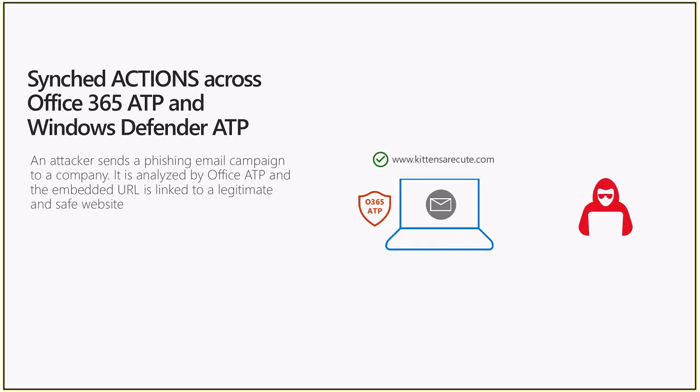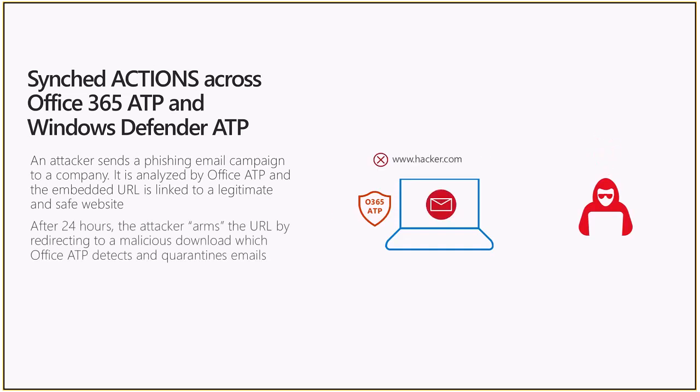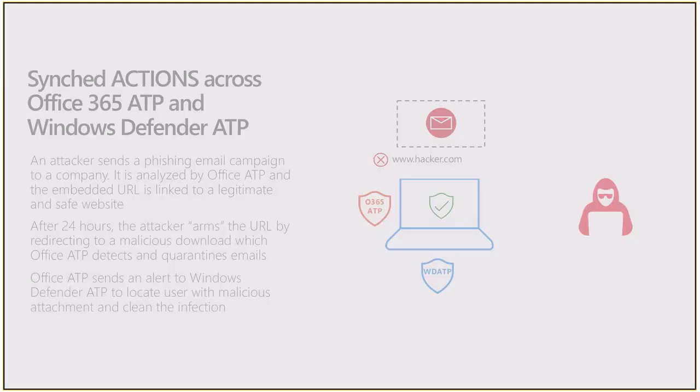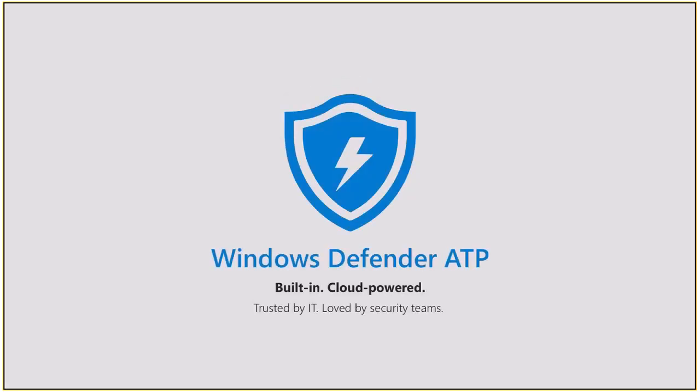So Office 365 ATP says, "Hey, we've detected a problem." It sends an alert to Windows Defender Advanced Threat Protection, to ensure that where the email landed on the endpoint, Windows Defender Advanced Threat Protection can take the action. It can say, "Hey, this didn't get detected when it was delivered because it wasn't armed then, and now it has been armed. Take some action, clean that up for us."